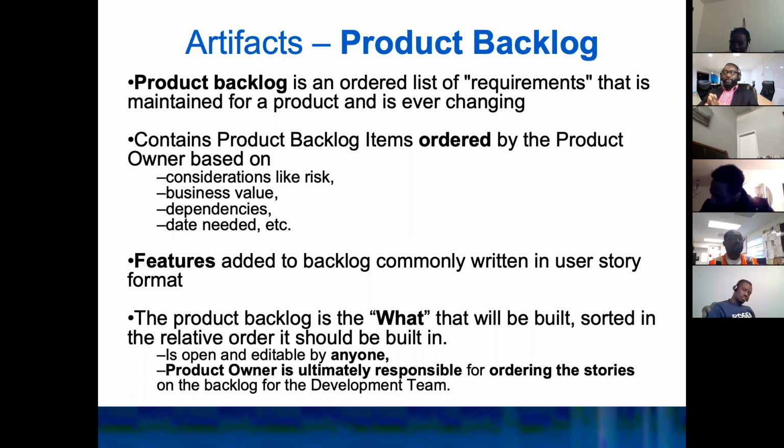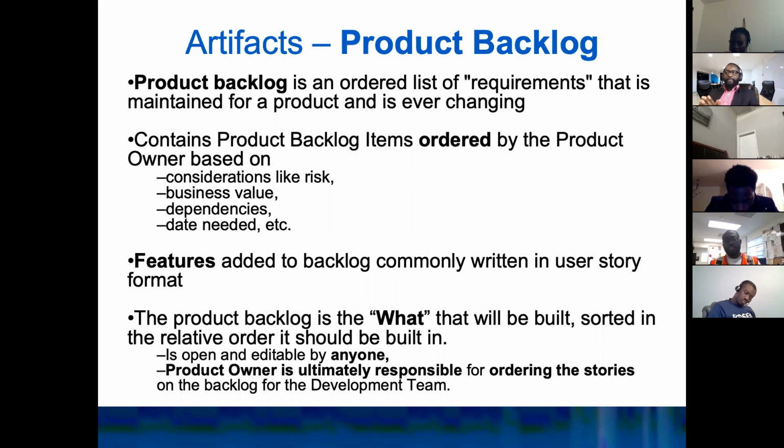Okay, so items are added to the product backlog based on risks, business value, dependencies, and date needed. And that's actually the criteria that we use to order or to prioritize. That's what ordered means in this case: prioritizing. So as soon as items get into the product backlog, they're getting prioritized based on those four criteria: risk, business value, dependencies, and date.